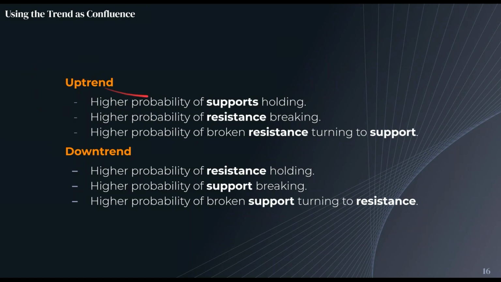During an uptrend, there's a higher probability of supports holding. There's a higher probability of resistance breaking. And there's a higher probability of broken resistance turning into support. Why is this? Momentum builds. When demand is overwhelming, the sellers are also going to panic. It's like a domino effect. As one gets stronger, the other gets weaker. They can even flip sides, including people who are flat coming in and joining the uptrend. Momentum builds, and it's something to pay attention to.